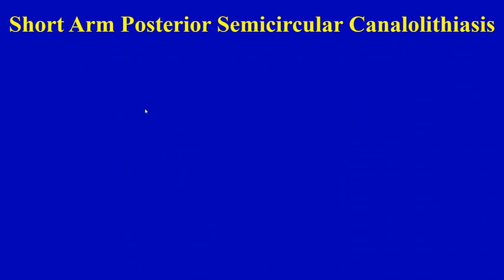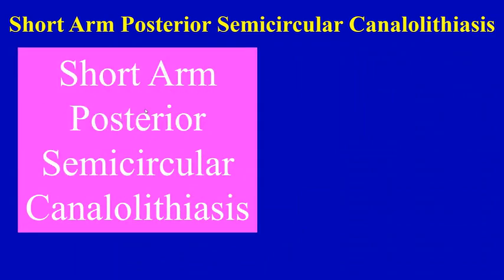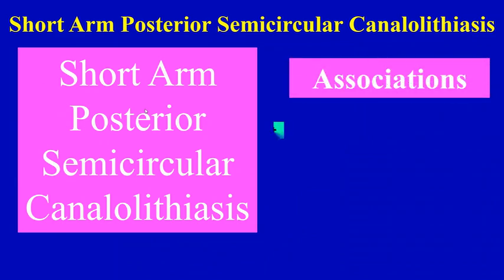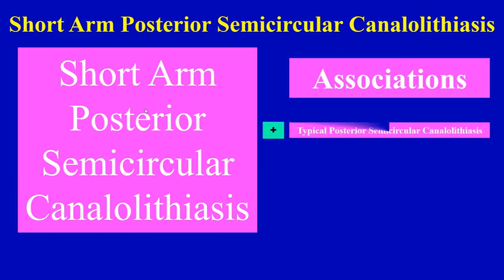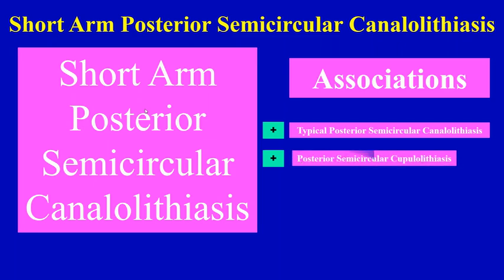Short arm posterior semicircular canalolithiasis associations. It may be associated with typical posterior semicircular canalolithiasis that we saw in the last, that is the fifth case we discussed in this presentation. It may be associated with posterior semicircular cupulolithiasis. 11 out of 18 patients in the Scocco 2022 series were having a concurrent posterior semicircular cupulolithiasis.